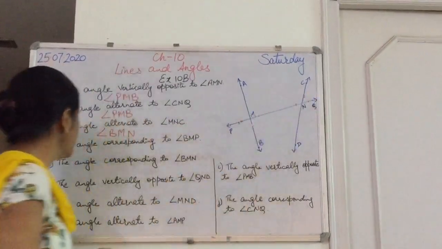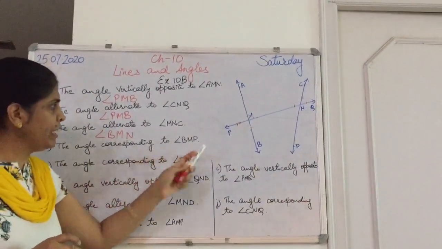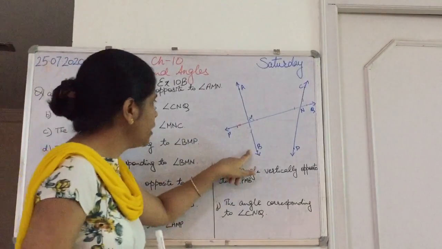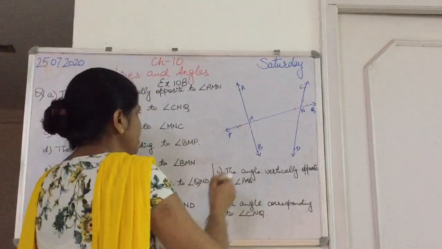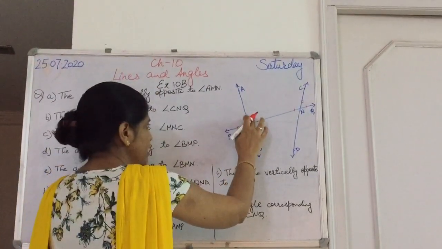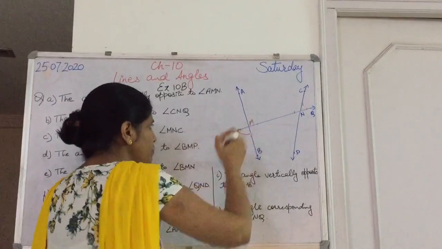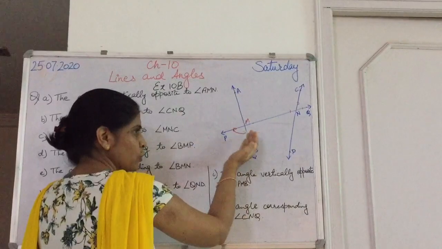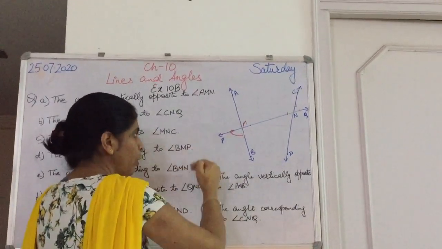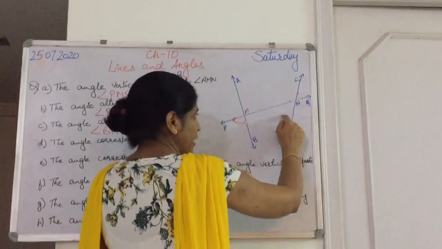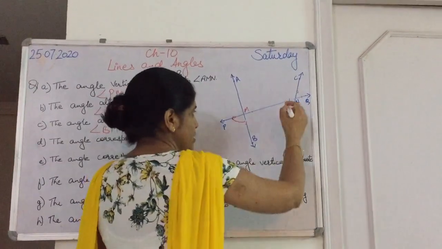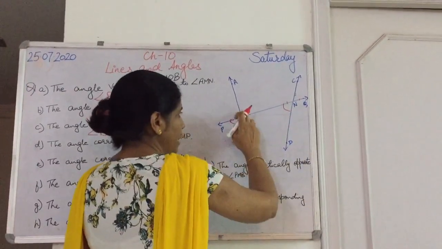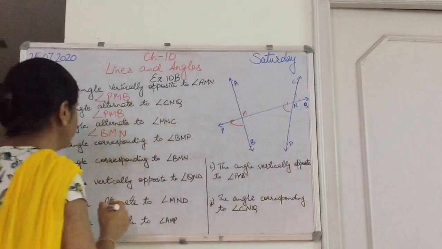Now next is the angle corresponding to BMP. Now BMP. That means this. Corresponding means, as I told you, the position. So if you see this plus and it is on the left side bottom, so this plus left side bottom will be this. Yes, so what is the name? MND.